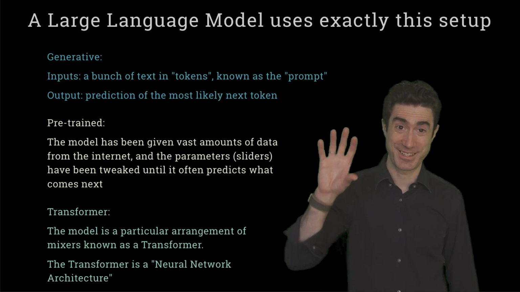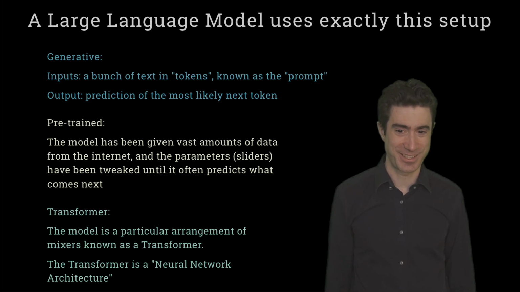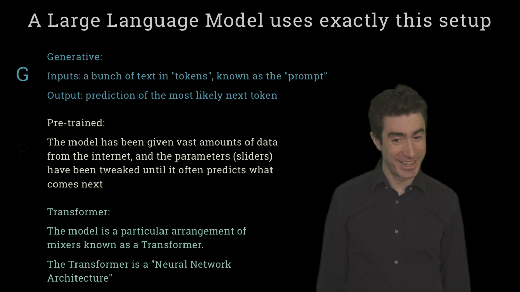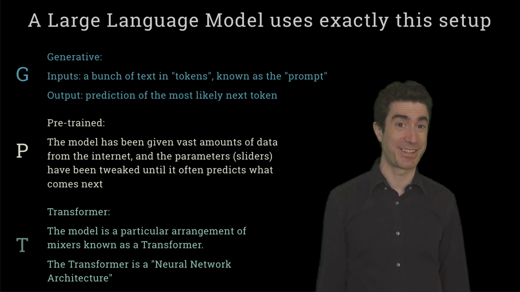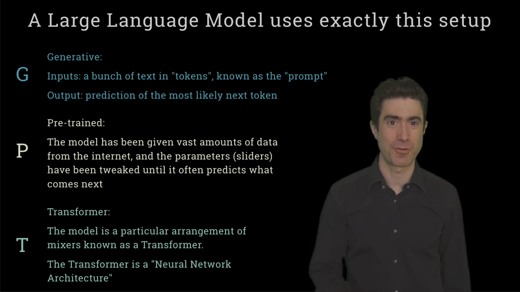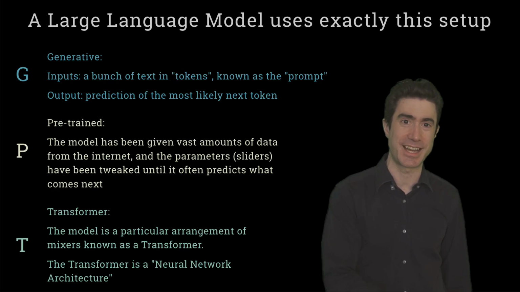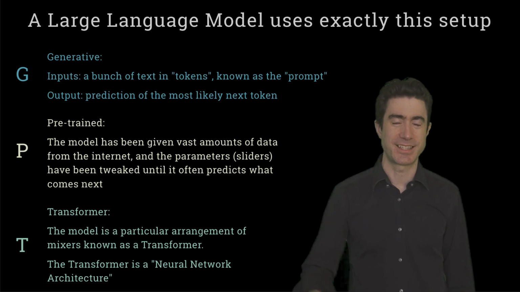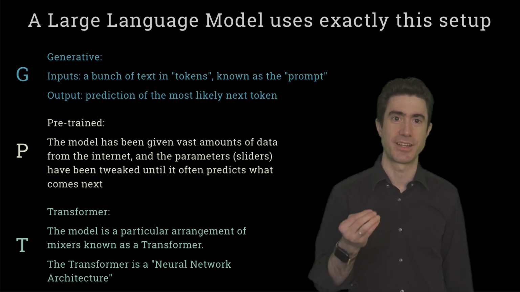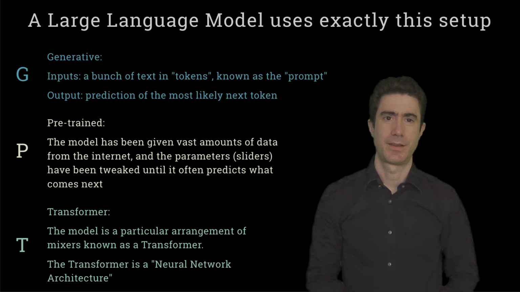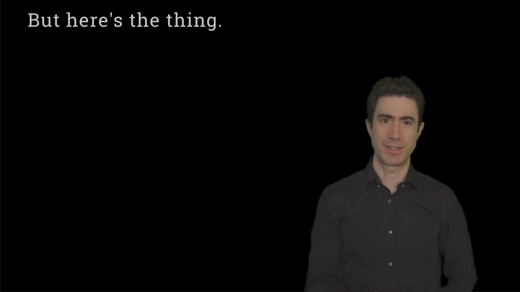And you probably see where I'm going with this. If you look at the three sections on this slide, you'll see that the first one starts with a G, and the second one starts with a P, and the third one starts with a T, because of course this is what ChatGPT actually is. GPT is a generative, pre-trained transformer.